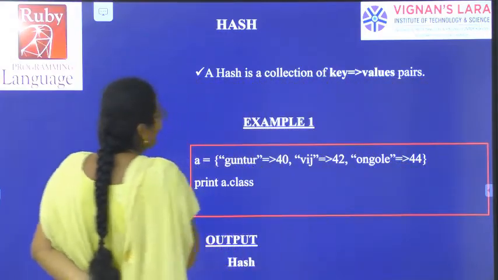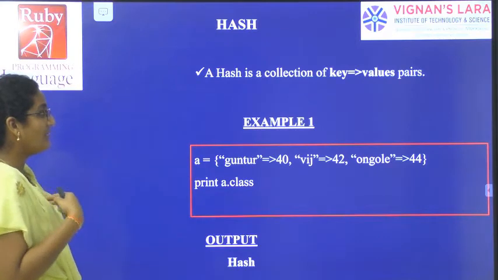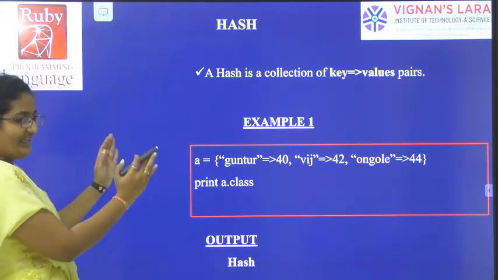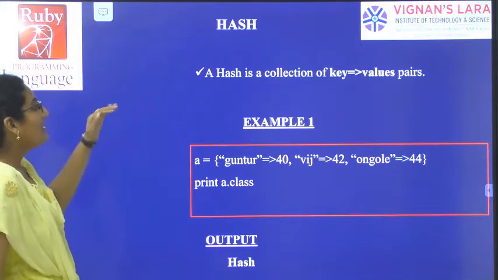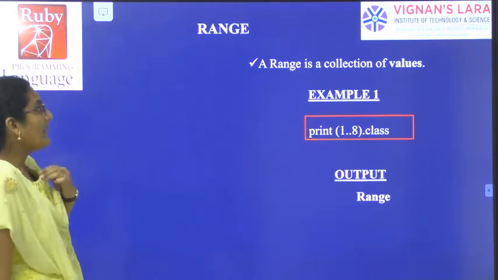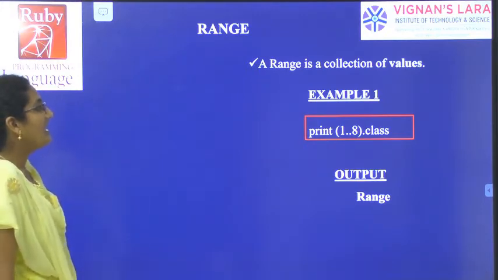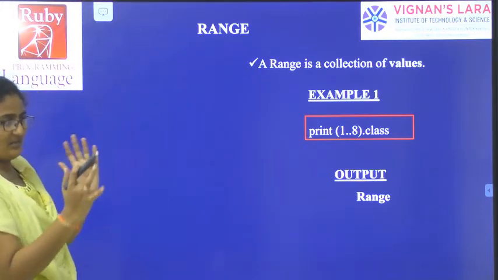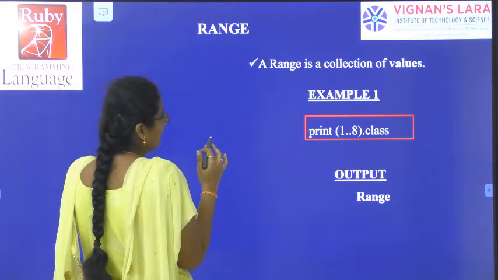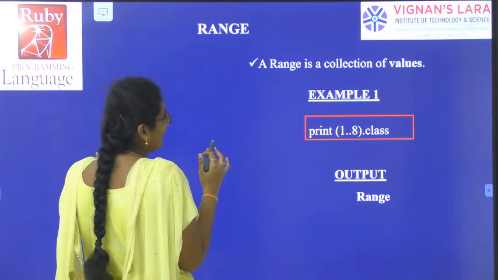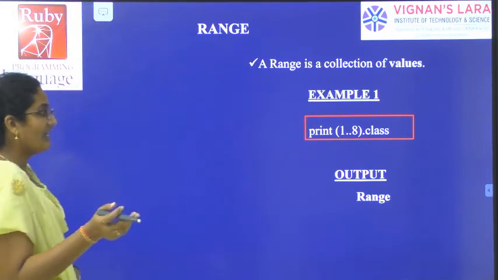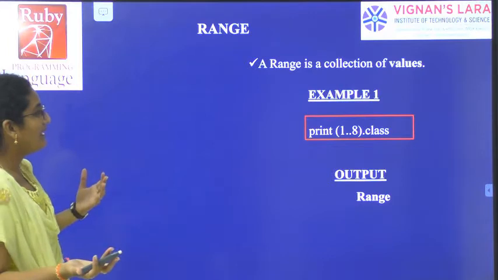Hash will hold different types of values, but hash will hold pairs of values. So the city name and temperature is a pair. So hash can hold pairs of values. And the last data type is range. Range is also used to store values, but the collection of values here is a series of values. So A to Z can be a range, 1 to 100 can be a range.